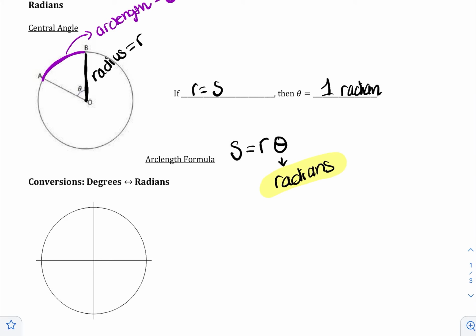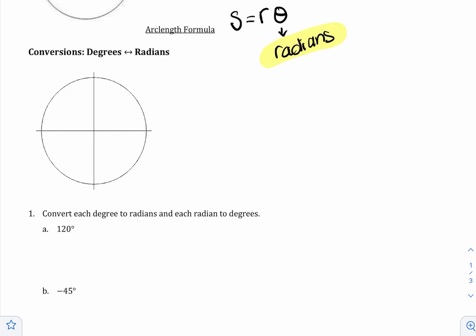So how are we going to switch back between degrees and radians? We're going to use the arc length formula, and we're going to use the formula of the circumference of a circle. So we want to remember from the previous video that if we do a full circle, this is 360 degrees. And I'm going counterclockwise, so it's a positive 360. And we can call again the angle theta. So a full circle is equal to 360 degrees.